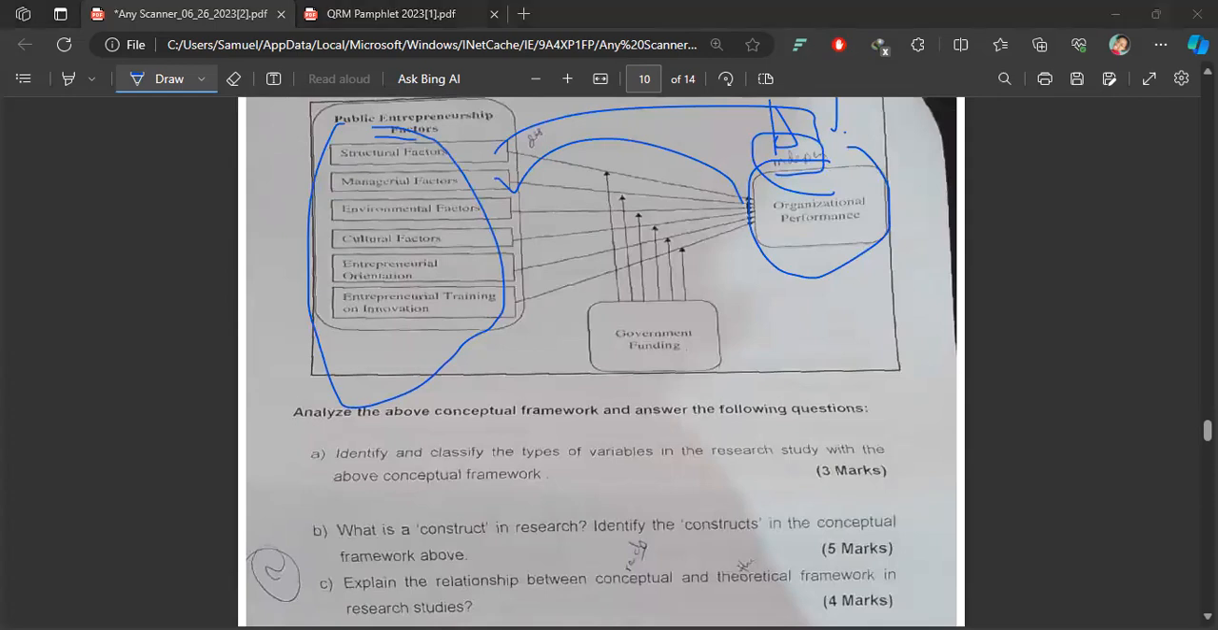Okay, so when we are referring to a construct, it is just simply an idea, okay, or a concept that is created for a research purpose. So they can come up with a combination of variables, and then they can be defined in the process. So in other words, let me try to show you.